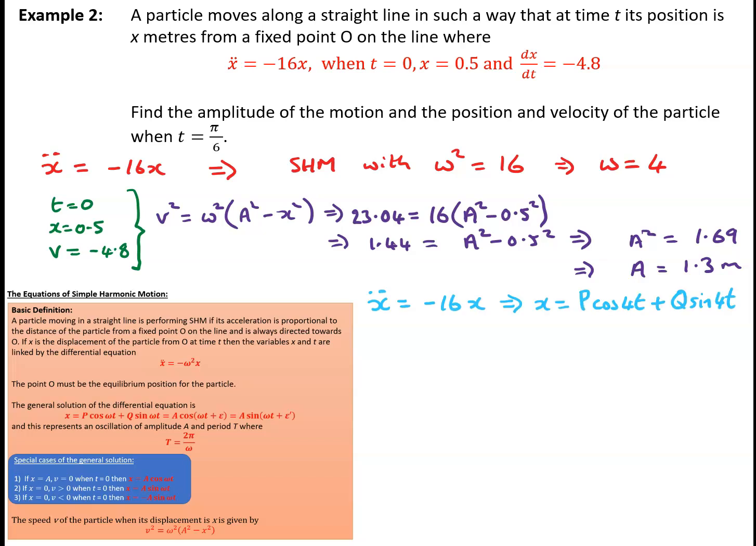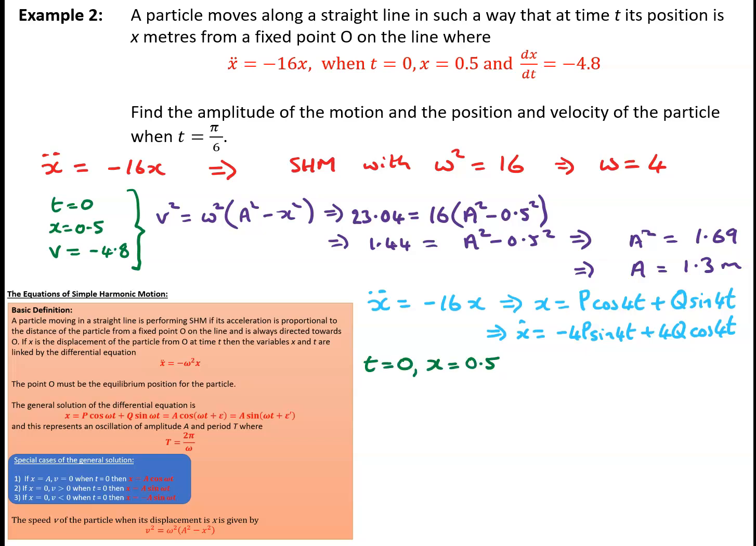Now we know that if I've got x double dot equals minus 16x, then the general solution of that equation is x equals p cos 4t plus q sin 4t. And the velocity expression obtained by differentiating is x dot equals minus 4p sin 4t plus 4q cos 4t. Now if I use the initial conditions, I can find the values of p and q.